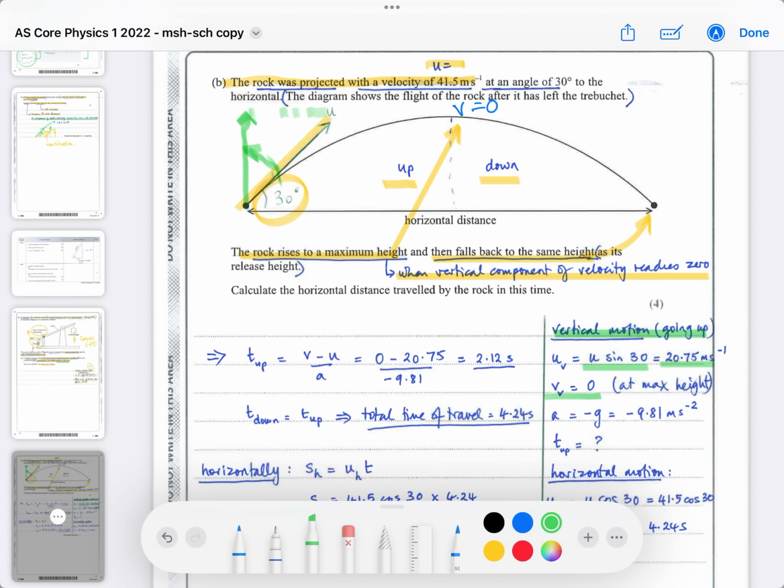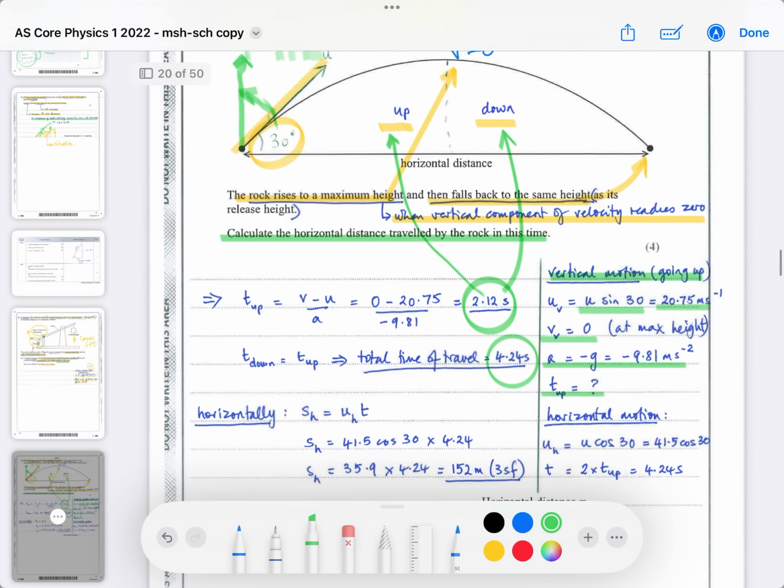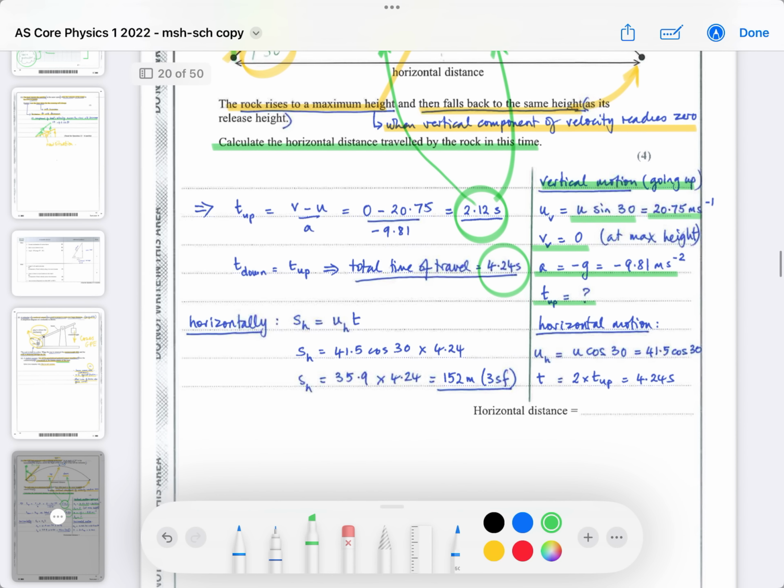Final velocity upwards at the maximum height is 0. We know the acceleration is negative g, minus 9.81. You can work out the time it takes to go up. It's 2.12 seconds. So the time for it to go up is equal to the time for it to go down. So you know the time of flight, and they want you to calculate the horizontal distance traveled. So once you know the total time is 4.24 seconds, and there is no air resistance, we are assuming there is negligible air resistance, which you have to do in these equations.